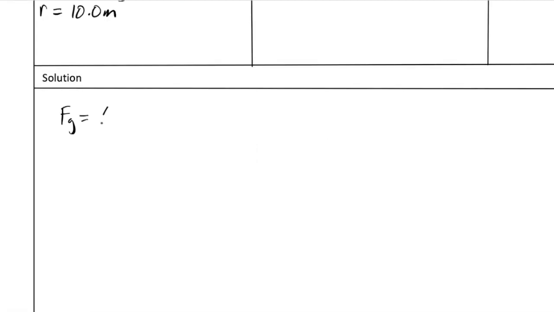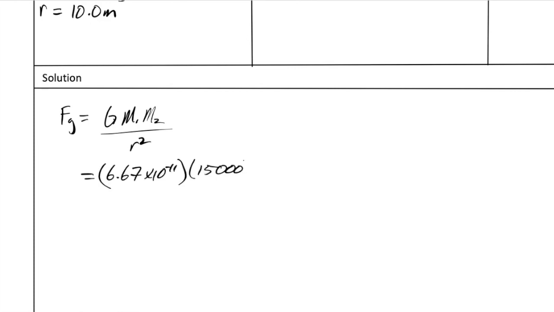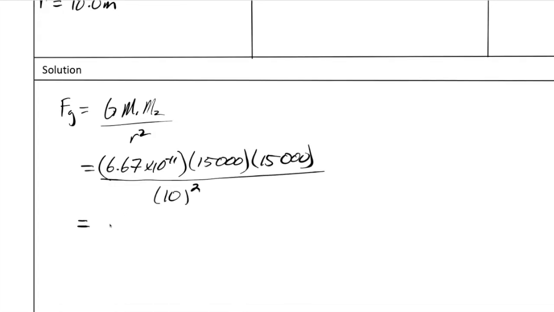So again, starting with the equation and substituting our values in. If you recall from the video earlier, I did have a silly way of remembering what the value for G is. I call it the pizza constant because it's 6.67 times 10 to the negative 11. 15,000 kilograms for each and a separation distance of 10 meters. So we get a force of gravity of 1.50 times 10 to the negative 4 newtons.